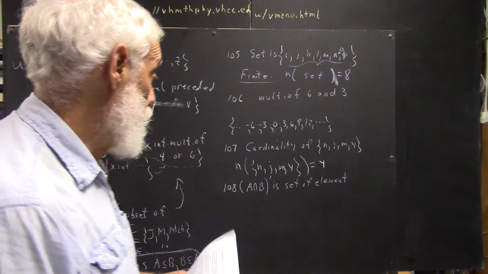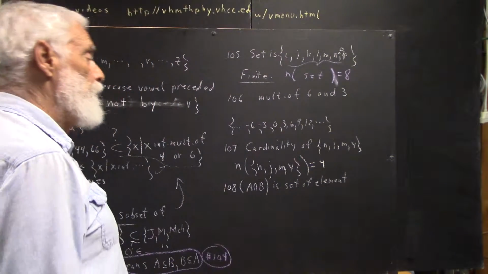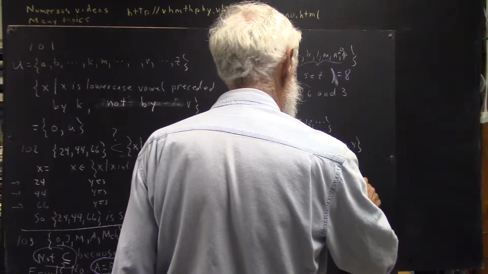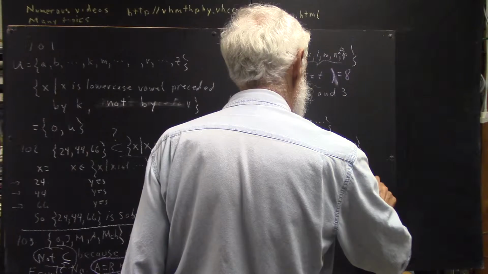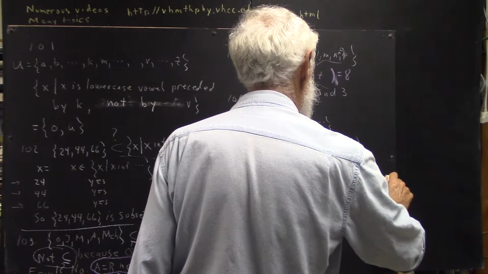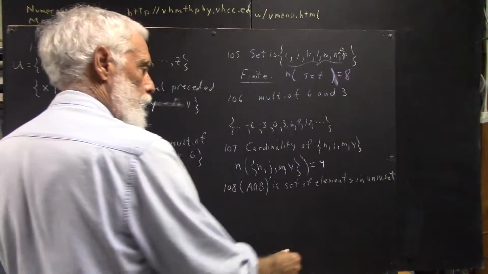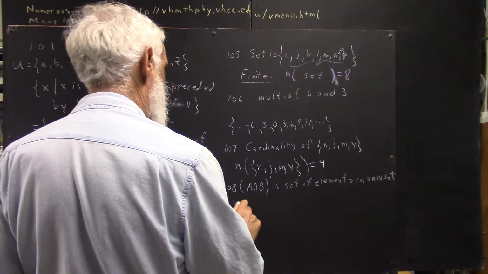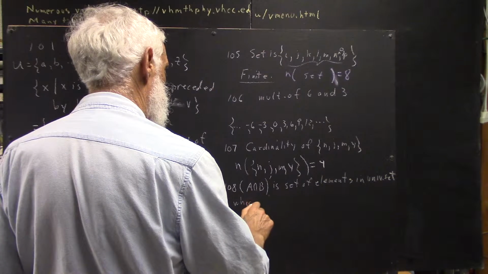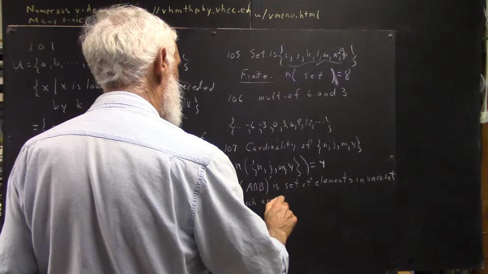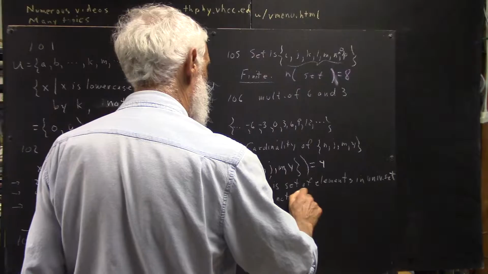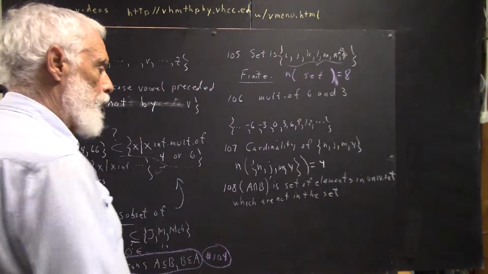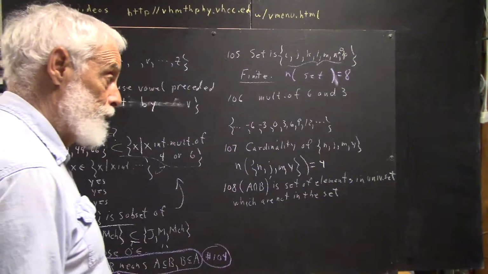Well, I started to say that, all right, so I'm going to say it again. Okay, A intersection B prime is a set of elements in the universal set. Now I've abbreviated that UNIV period set. Which are not in the set, well, it's which are not in the set A intersection B.